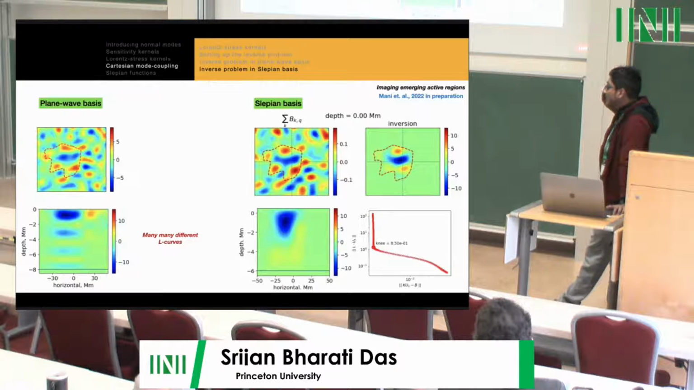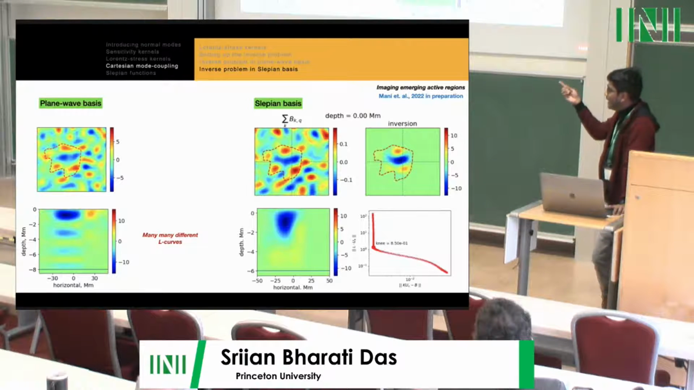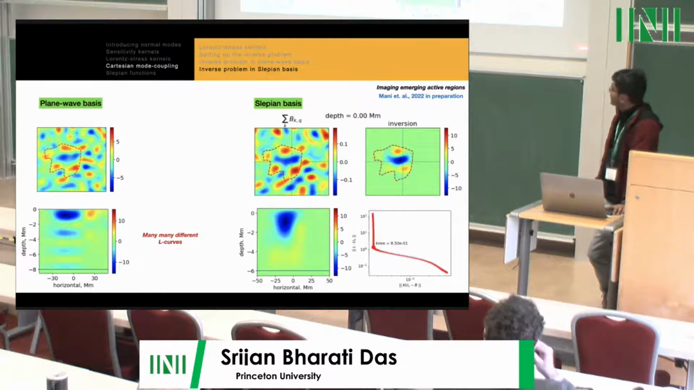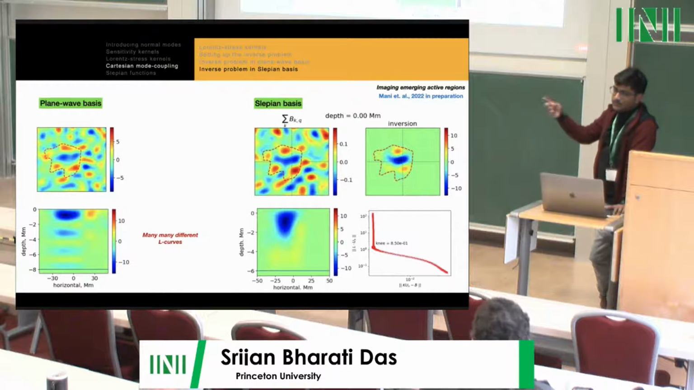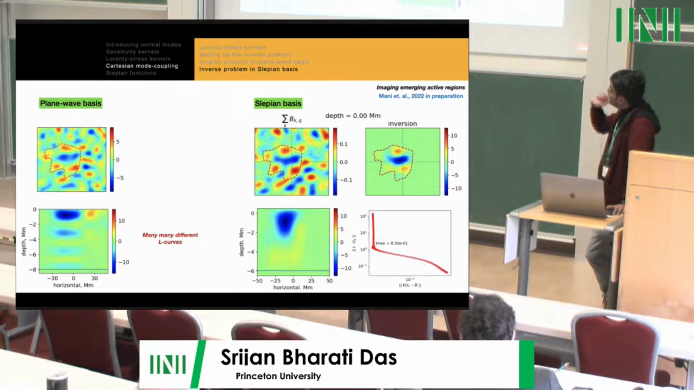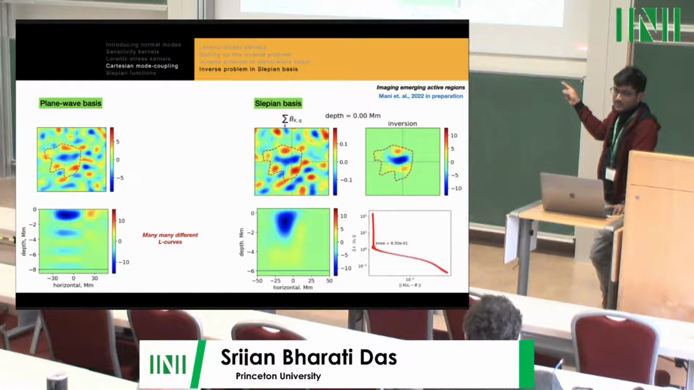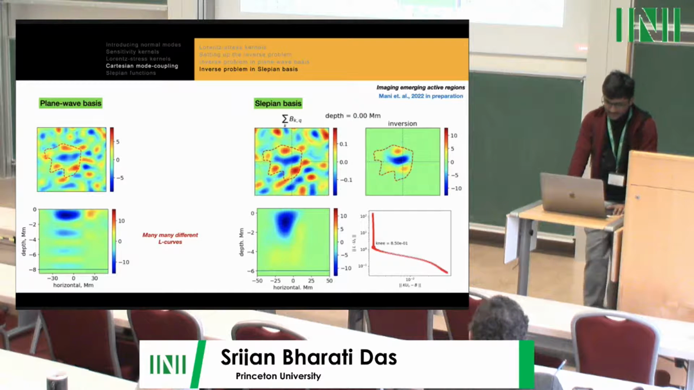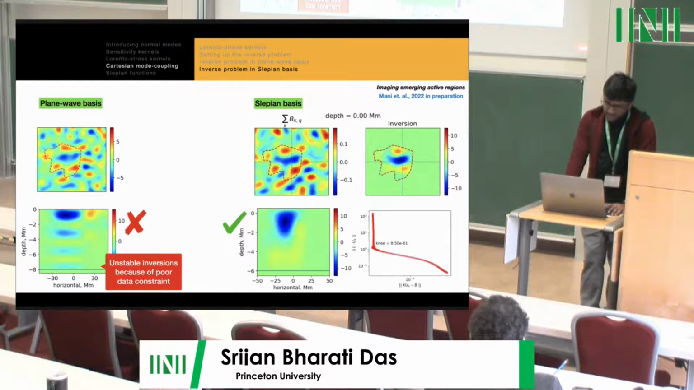Now, if you have done enough inversions, you would immediately recognize that that's dominated by regularization, because you have this oscillatory pattern in depth. And we don't want that. That also requires many, many different L curves. But now if we use Slepian functions the way we defined here, that's what it looks like. And that's a far more stable inversion with a single well-defined knee of an L curve. So we go from an unstable inversion to a very stable inversion.